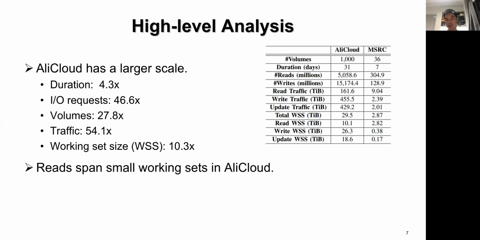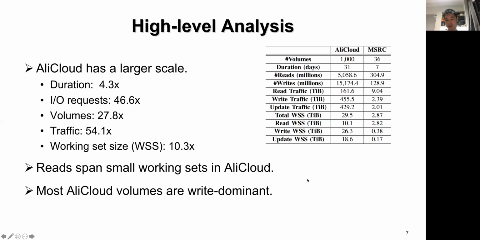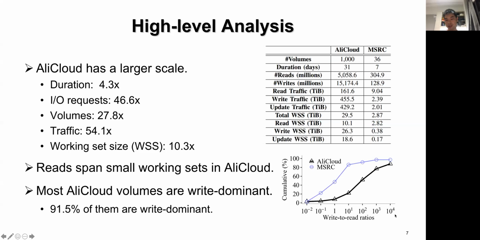We find that reads span small working sets in AliCloud, because reads span only 34.3% of the working set size in AliCloud, which is a small proportion. However, the corresponding ratio in MSRC is 98.4%. As for the write-to-read ratios, in the figure, we show the cumulative distribution of write-to-read ratios in each volume. We measure the write-to-read ratio as the number of writes divided by the number of reads in the volume. 91.5% of AliCloud volumes are write dominant, while only 53% of volumes are write dominant in MSRC.